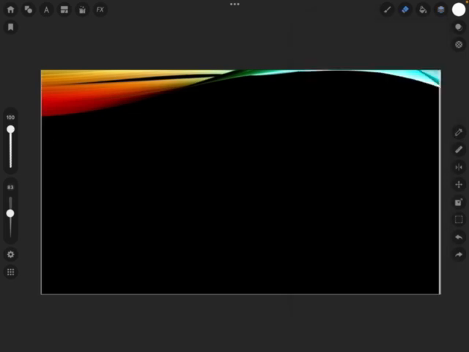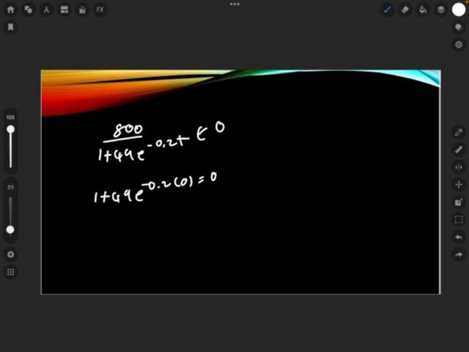So, for the first question, we're just going to write down the actual equation. So here, 800 over 1 plus 49e to the negative 0.2t. Since we're trying to find the initial, then t, which is time, has to be set to 0. So 1 plus 49e to the 0.2 times 0. And anything to the 0 power equals 1, so we can do 1 plus 49 times 1. Now that is equal to 50.